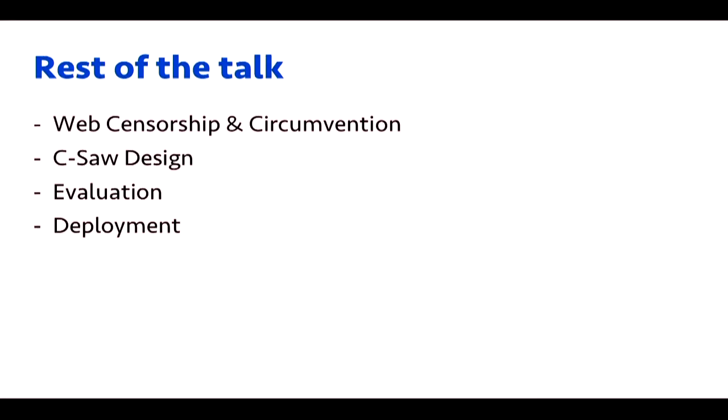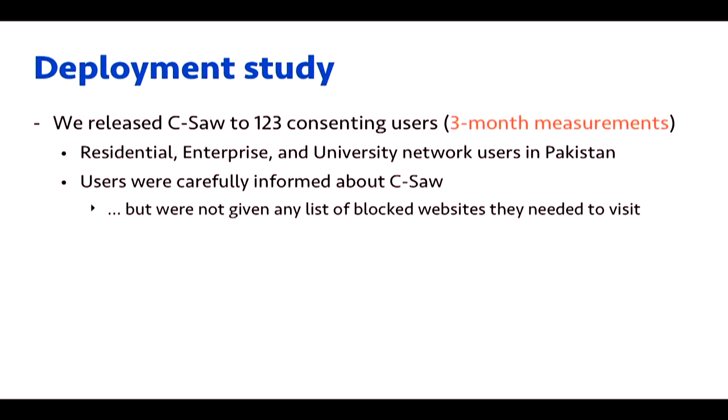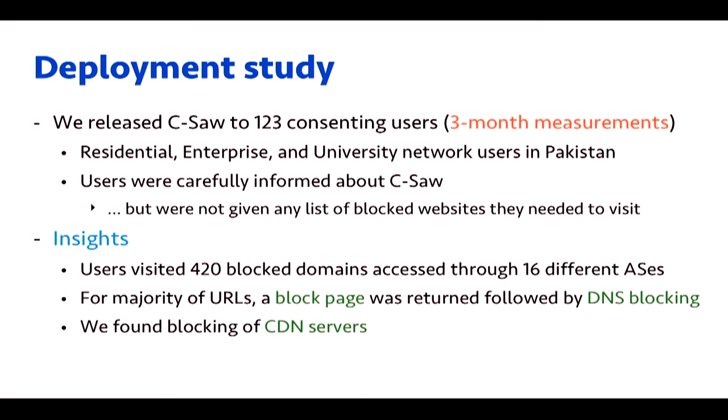We also deployed CISO, and we released this to 123 consenting users and collected measurements over a period of 3 months. This included residential, enterprise, and university network users in Pakistan. The users were carefully informed about CISO, but were not given any list of blocked websites they needed to visit. And some of the insights are as follows.